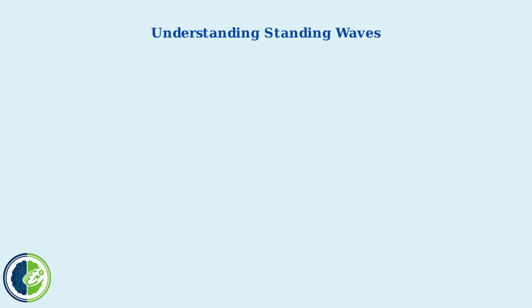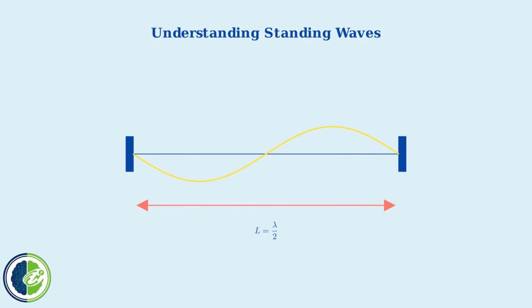Now let's examine standing waves on a string fixed at both ends, which is a common real-world example. Consider a string fixed at both ends. The length of the string determines which standing wave patterns can form. For the fundamental frequency, or first harmonic, the string length equals half a wavelength. This is written as L = λ/2. For higher harmonics, the relationship becomes L = nλ/2, where n is the harmonic number.